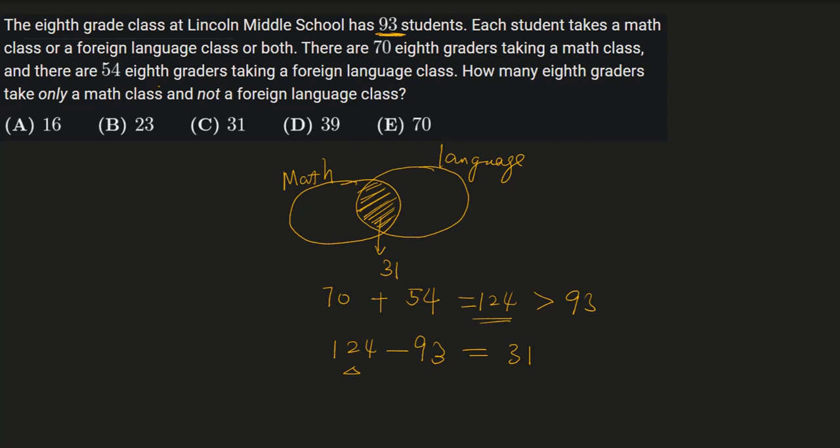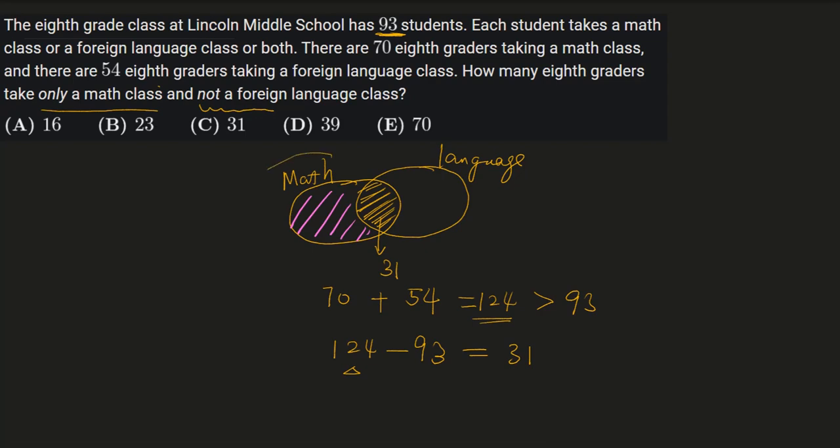And now let's look at this question. The question is about the number of students that are taking only a math class and not the foreign language class, which means we are asked about this part. I'll use a different color. We are asked about this part, right? And that's not hard to compute.